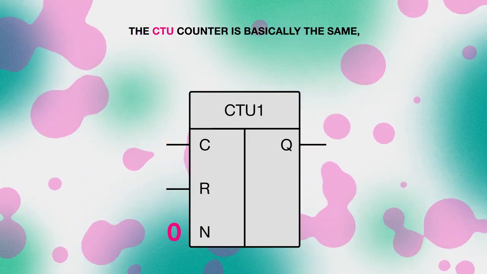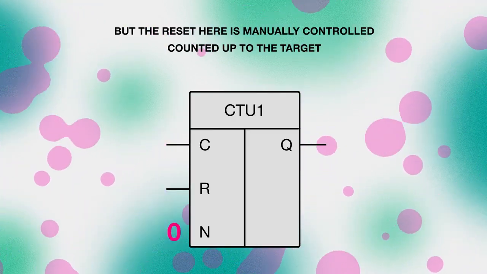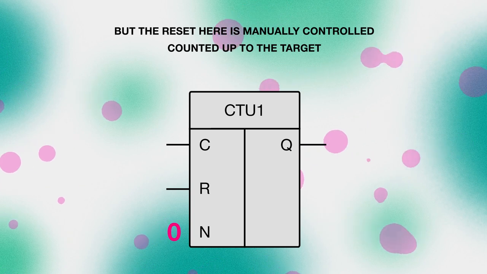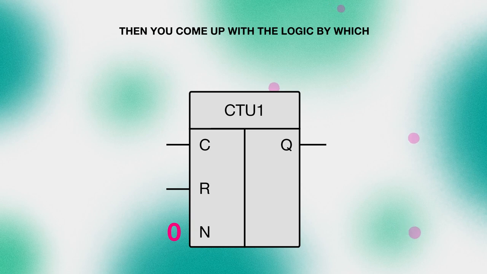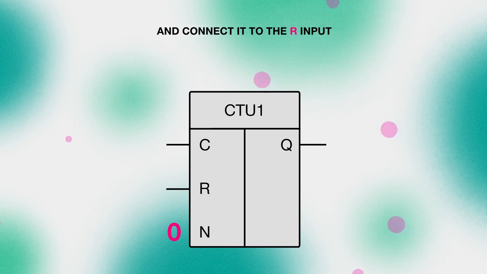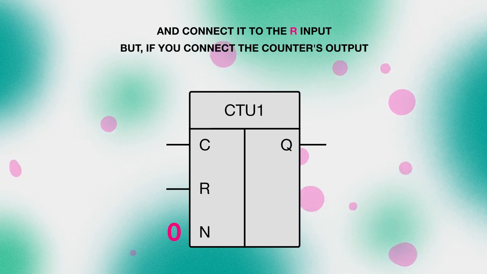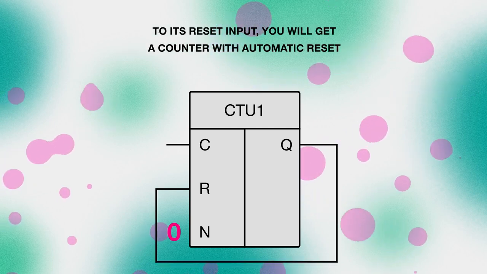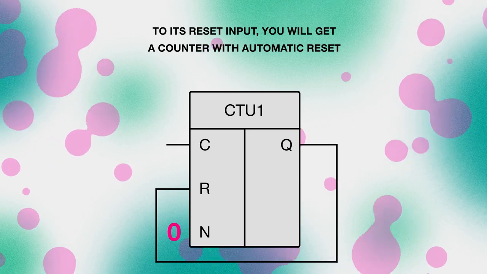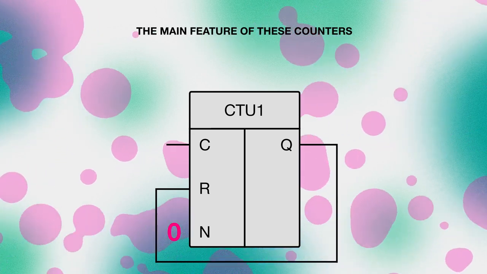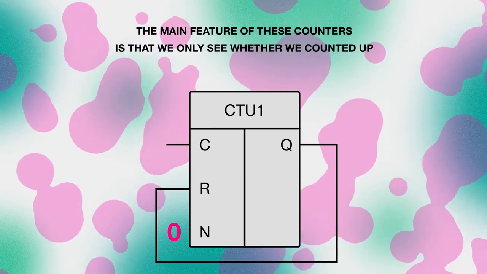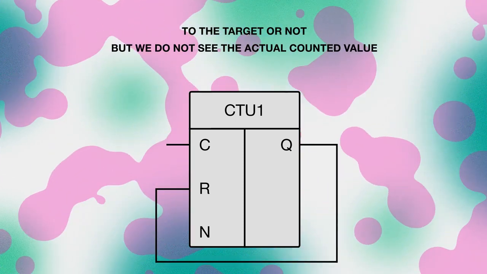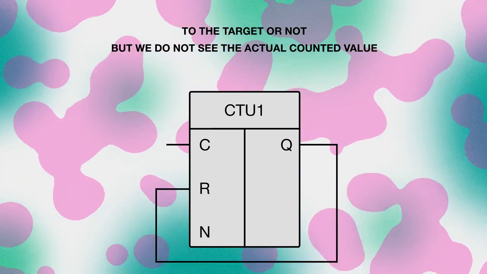The CTU counter is basically the same, but the reset here is manually controlled. It counts up to the target, and the output is activated. Then you come up with the logic by which the counter needs to be reset and connect it to the R input. But if you connect the counter's output to its reset input, you will get a counter with automatic reset. The main feature of these counters is that we only see whether we counted up to the target or not, but we don't see the actual counted value.